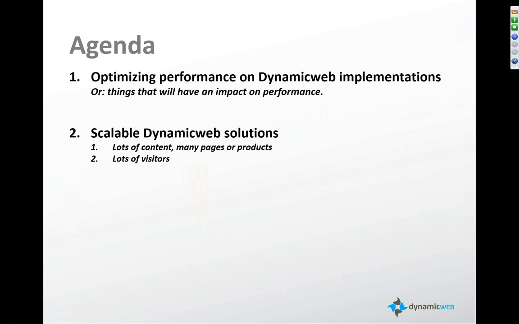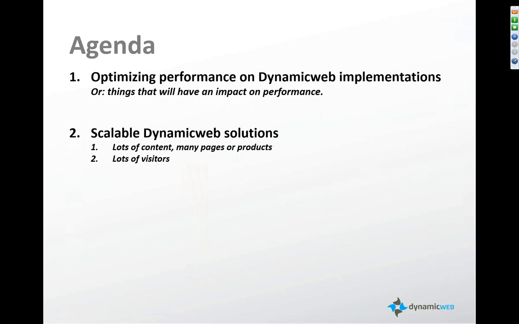So the agenda for today would be two blocks of information. The first one is called Optimizing Performance on Dynamicweb Implementation. The second one is Scalable Dynamicweb Solutions. Of course, those two subjects are very much related. The first one is not as much optimizing. It's more things that you should take into consideration when you're doing implementation using Dynamicweb or any other system for that matter. And we're going to have a look at some of the Dynamicweb specific things related to creating a website that can impact performance and give you some numbers on how it scales and give you some tools how to figure out how things perform.